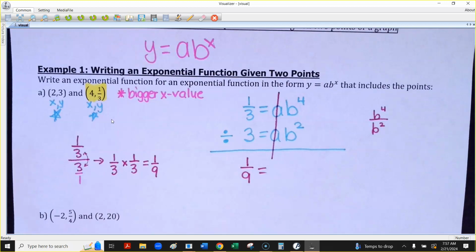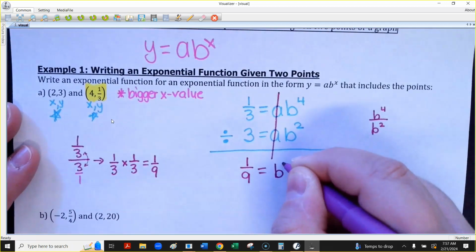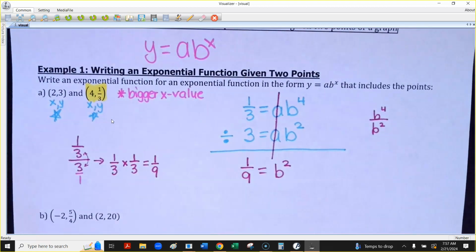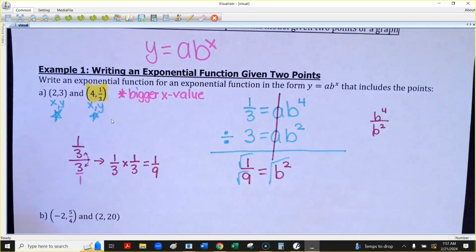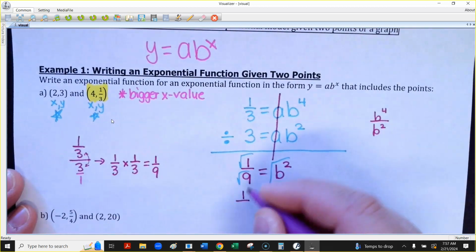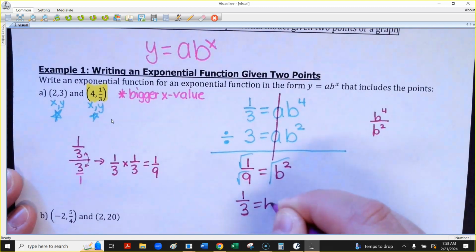You'd tell me the top, and I'd say how many more, and you'd tell me 2. So this would become b squared if I divide that. Okay, now literally all you have to do, we're just going to take the square root, and for the fraction, both of those are perfect squares. This would be 1/3 is my b value.